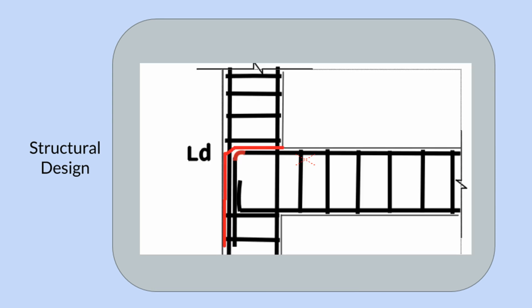Now we'll see the types of joint referring to beam to column. In this case, if the top beam steel is extended at the joint with LD, that is the development length as per the requirement, then the joint is considered a fixed joint. Whereas if the length provided is less than the LD, then it can be considered a partially fixed joint.